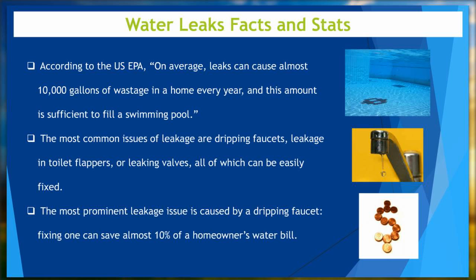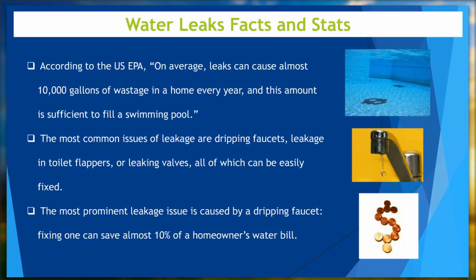According to the U.S. EPA, on average, leaks can cause almost 10,000 gallons of wastage in a home every year, and this amount is sufficient to fill a swimming pool. It's nice to have that visual perspective of what those statistics look like. Numbers can really only go so far, so having an image supplied next to that is pretty helpful.